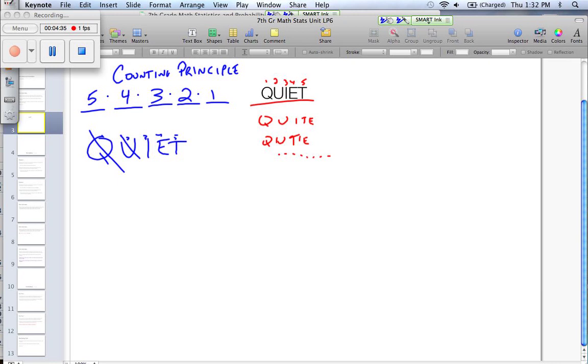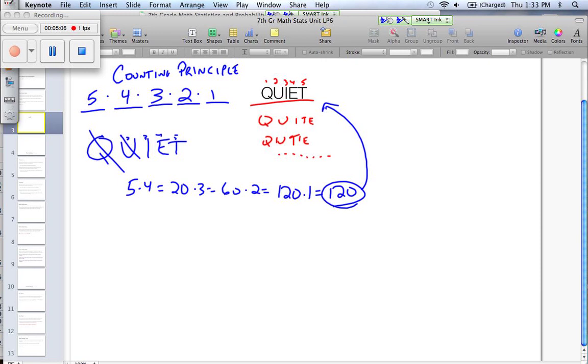So if I have 5 times 4, it's 20. Times 3 is 60. Times 2 is equal to 120. Times 1 is obviously 120. So there are 120 different ways, or 120 different permutations for the word quiet. People could put quiet in the jumble for 120 straight days and use a different organization of it each time.